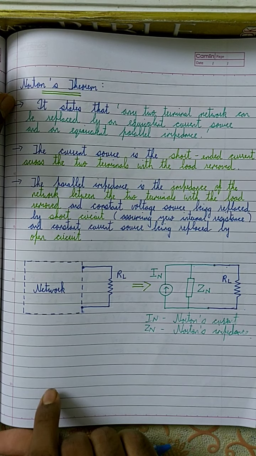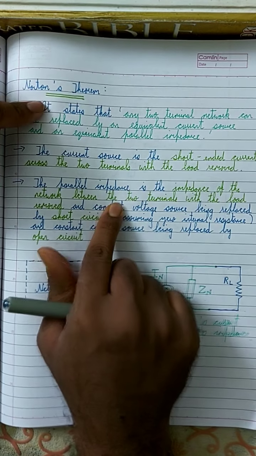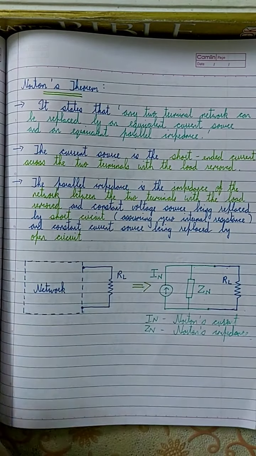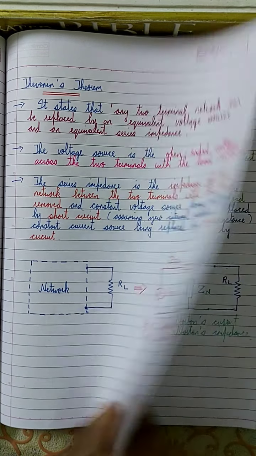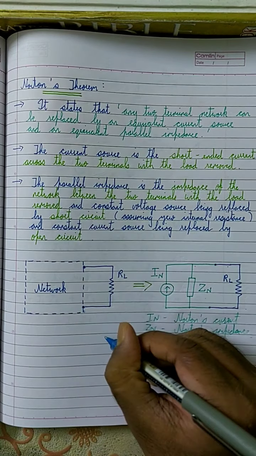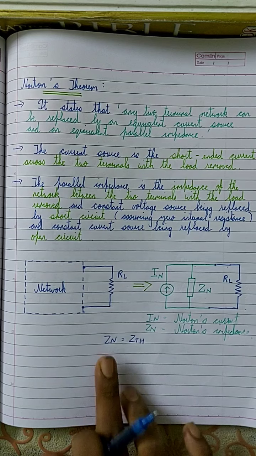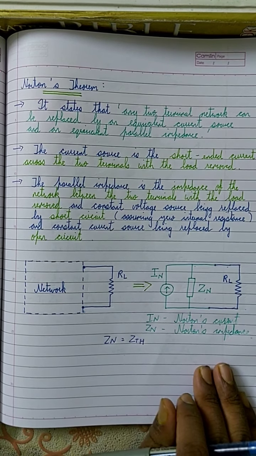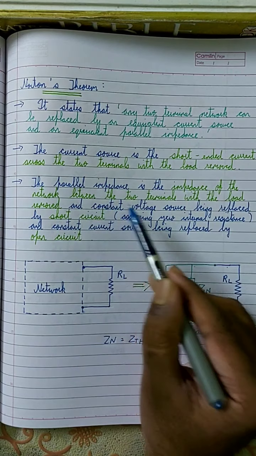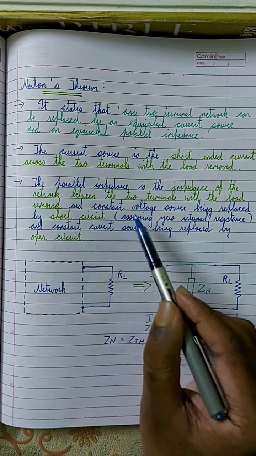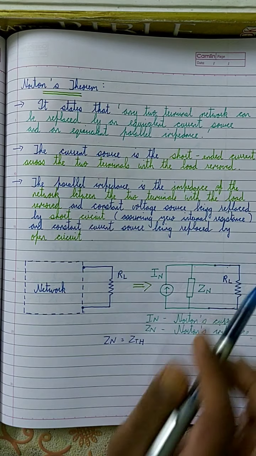And how do you find the parallel impedance Zn? The method of finding the parallel impedance is exactly the same as how you find the series impedance. There is no difference. With confidence, I can tell you that Zn is nothing but Zth itself. The method of finding Zn is exactly the same as the method of finding Zth. The impedance is that of the network between the two terminals with the load removed, constant voltage sources replaced by short circuits and constant current sources replaced by open circuits.